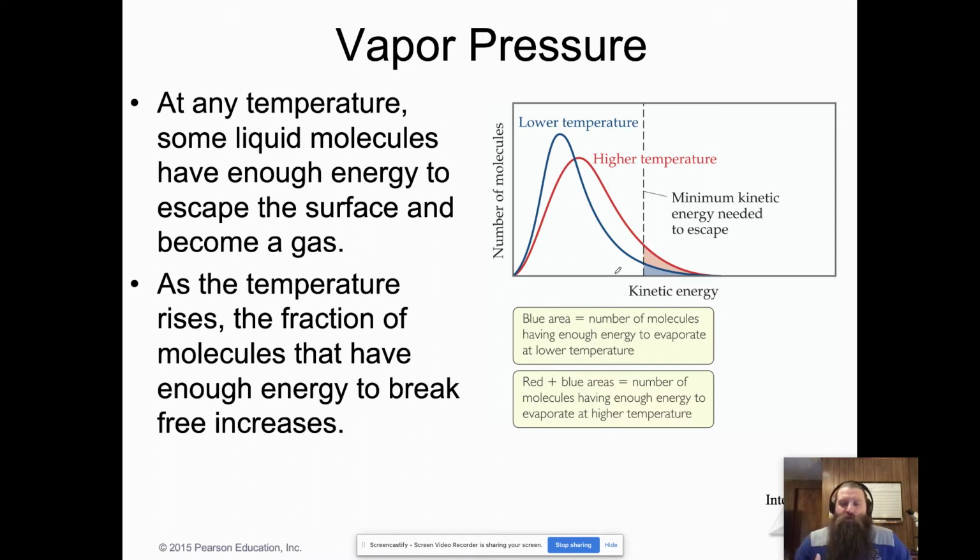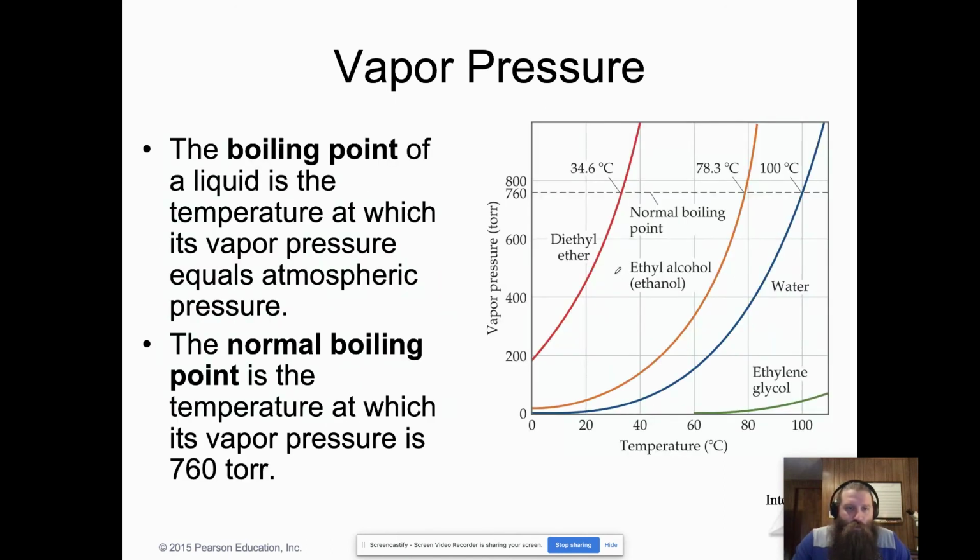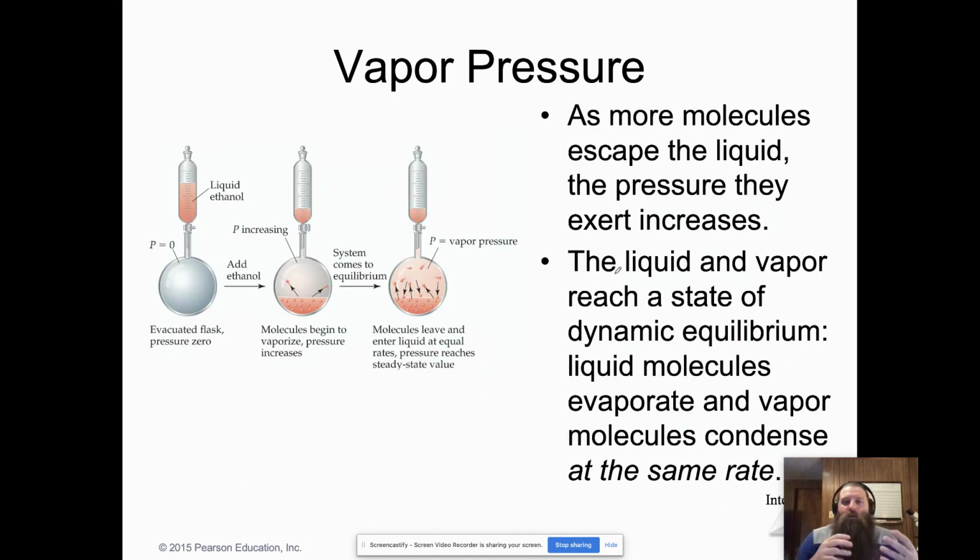So vapor pressure is, what's the best definition for vapor pressure? Let me go forward a slide here. Nope, went too far. All right, so vapor pressure is the pressure that's exerted by the molecules of a liquid as they phase up into a gas.